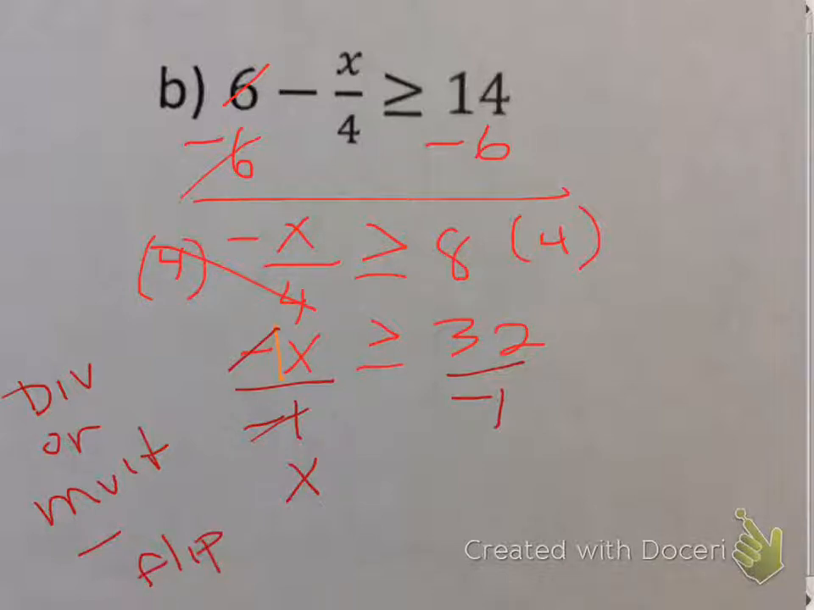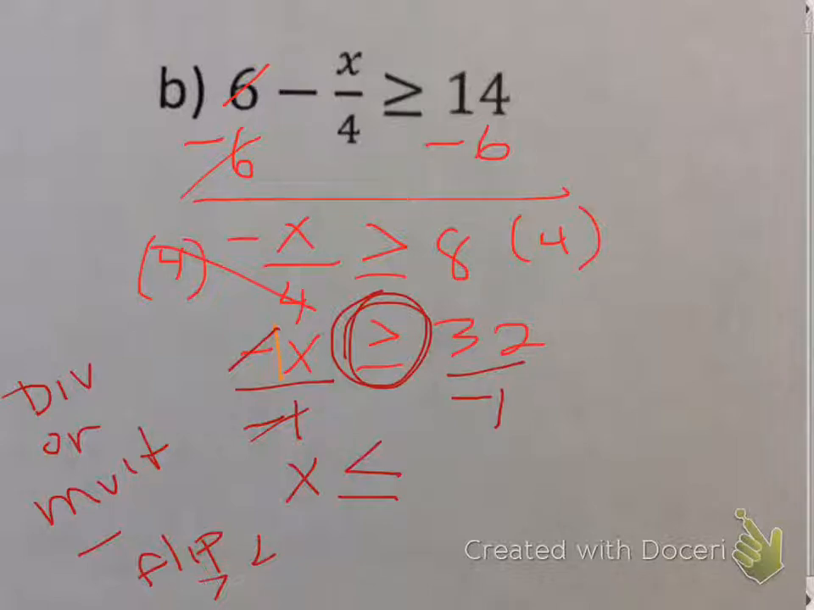So if it's greater than, you have to make it less than. If it's less than, you have to make it greater than. So here's our sign. It was greater than or equal to. Because I divided by a negative, I have to flip it the opposite direction and make it less than.